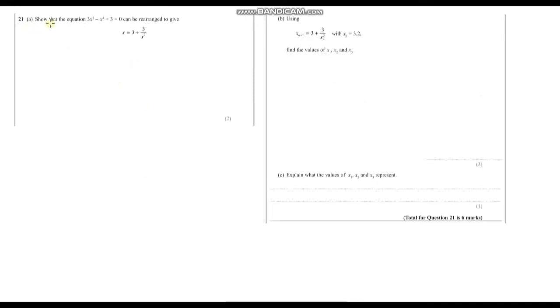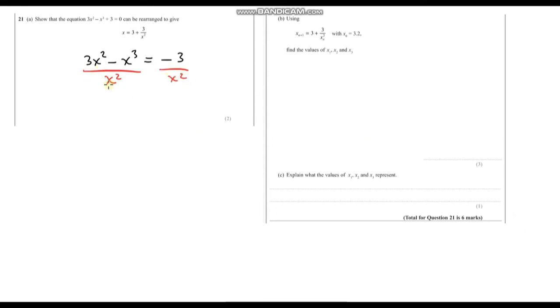Question 21. Show that this equation can be rearranged to give this equation. So I think the first thing I'm going to do is just get rid of this 3. So I've got the 3 on the left. So we're going to have 3x squared minus x cubed, and that's going to equal -3. And now I divide everything by x squared. What am I left with?